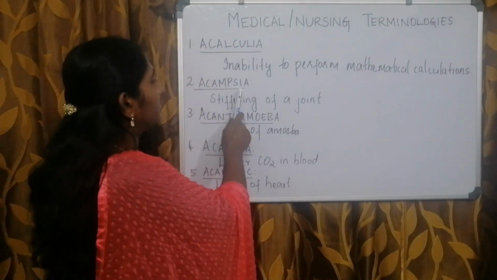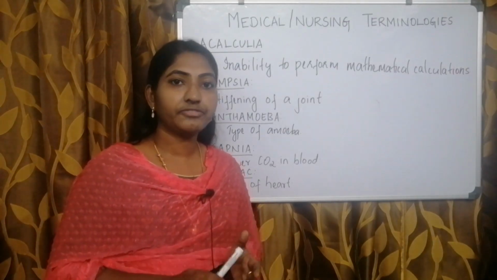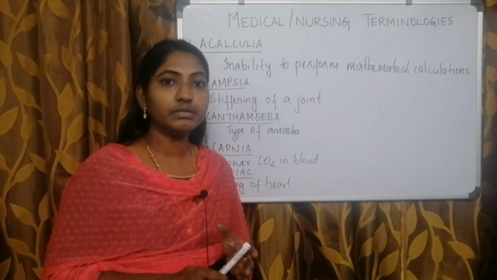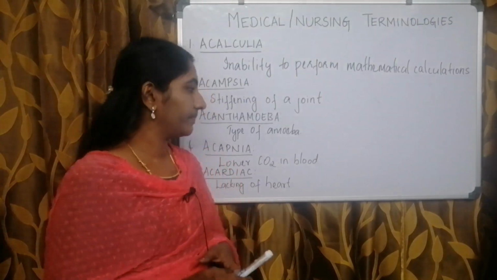Second one is acampsia. Acampsia is a term which is used to describe stiffening or rigidity of a joint.